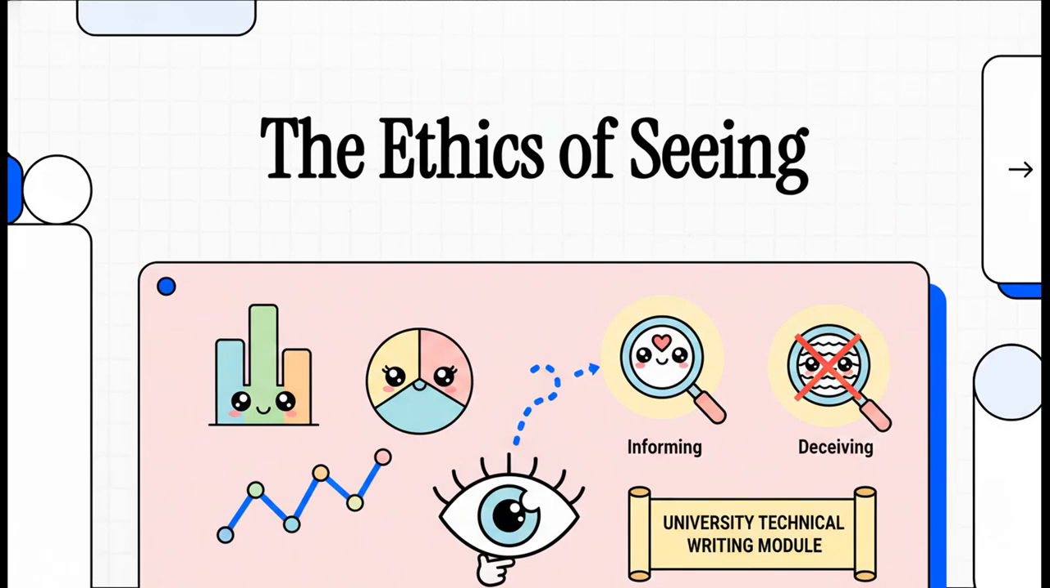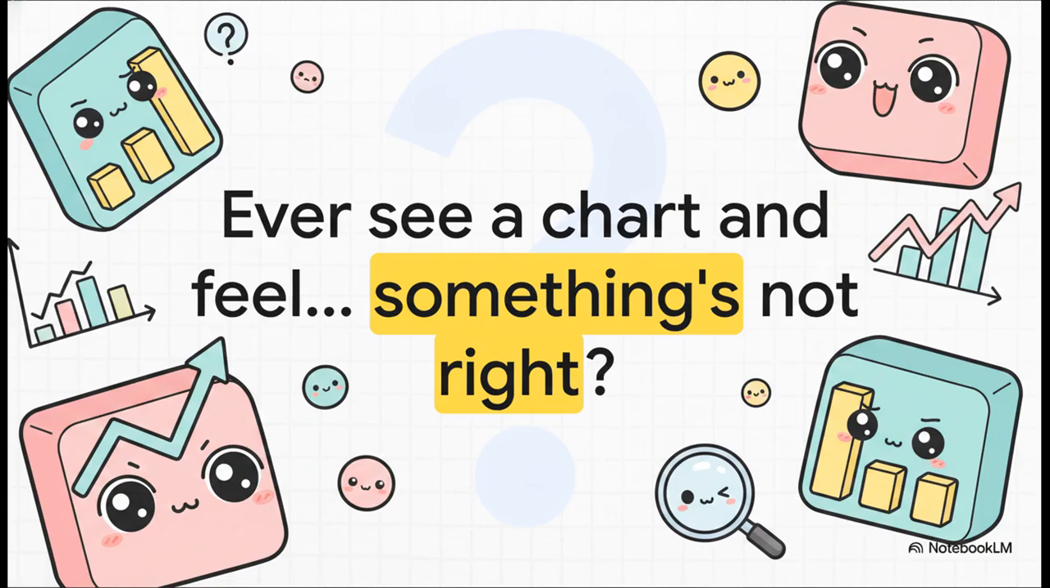All right, let's talk about the hidden ethics behind all those charts and graphs we see every single day. We're diving into a university technical writing module that really gets at a crucial question. When does a visual stop informing you and start deceiving you? You've totally had that feeling, right?